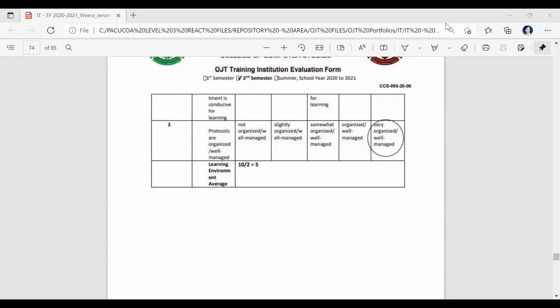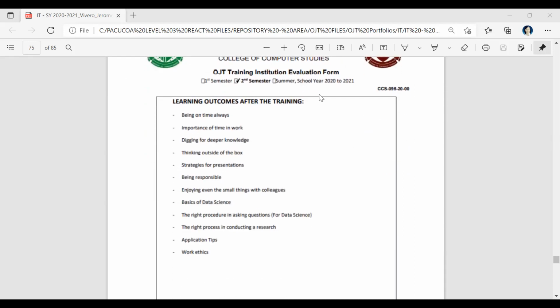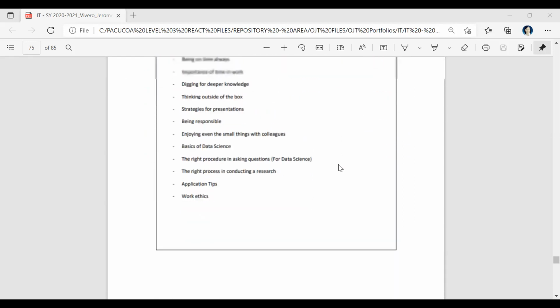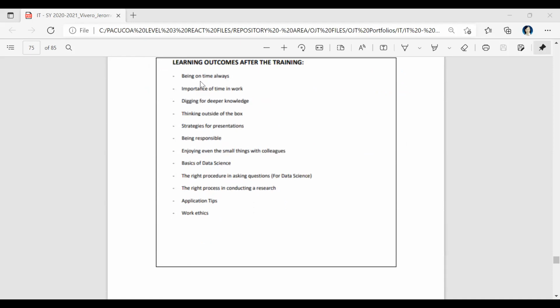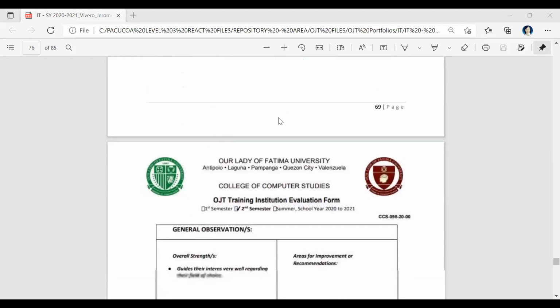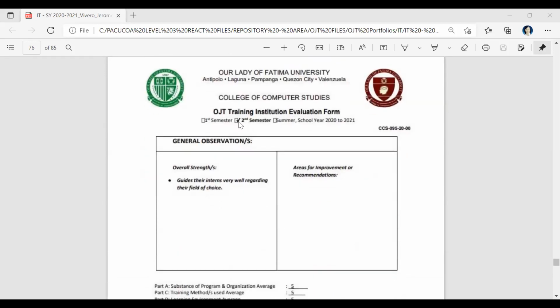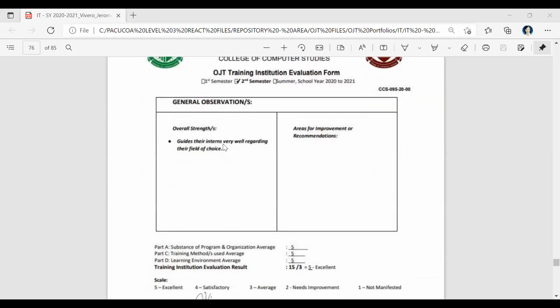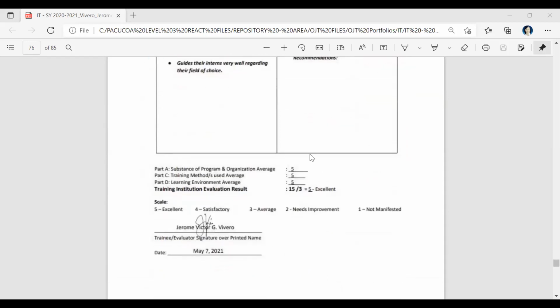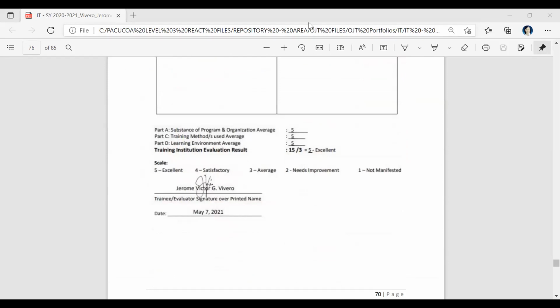The template is also in the OJT forms. And you have the learning outcomes. So what did you learn? In this case, being on time, and so on and so forth. Now, always make sure you also provide the general observations like the strengths and the rooms for improvement of the company. In his case, he provided only strengths. There's no recommendation. So for this summary at the bottom, you have to get the result of your part A, part C, and part D ratings.